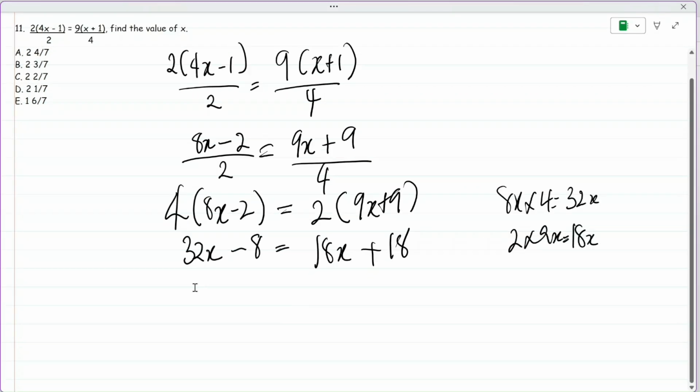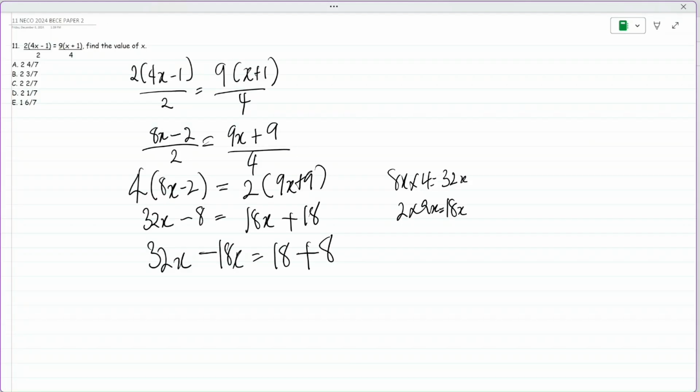At this point, we collect like terms. We have 32x, the plus 18x crosses the equals sign and becomes minus 18x. Now what you're actually doing is subtracting 18x from both sides, or adding minus 18x to both sides. Then minus 8 crosses the equals sign to the other side and turns to plus 8, or you simply say you're adding 8 to both sides. Next you have 32x minus 18x. 32x minus 18x is 14x. Equals, on the other side, 18 plus 8 is 26.